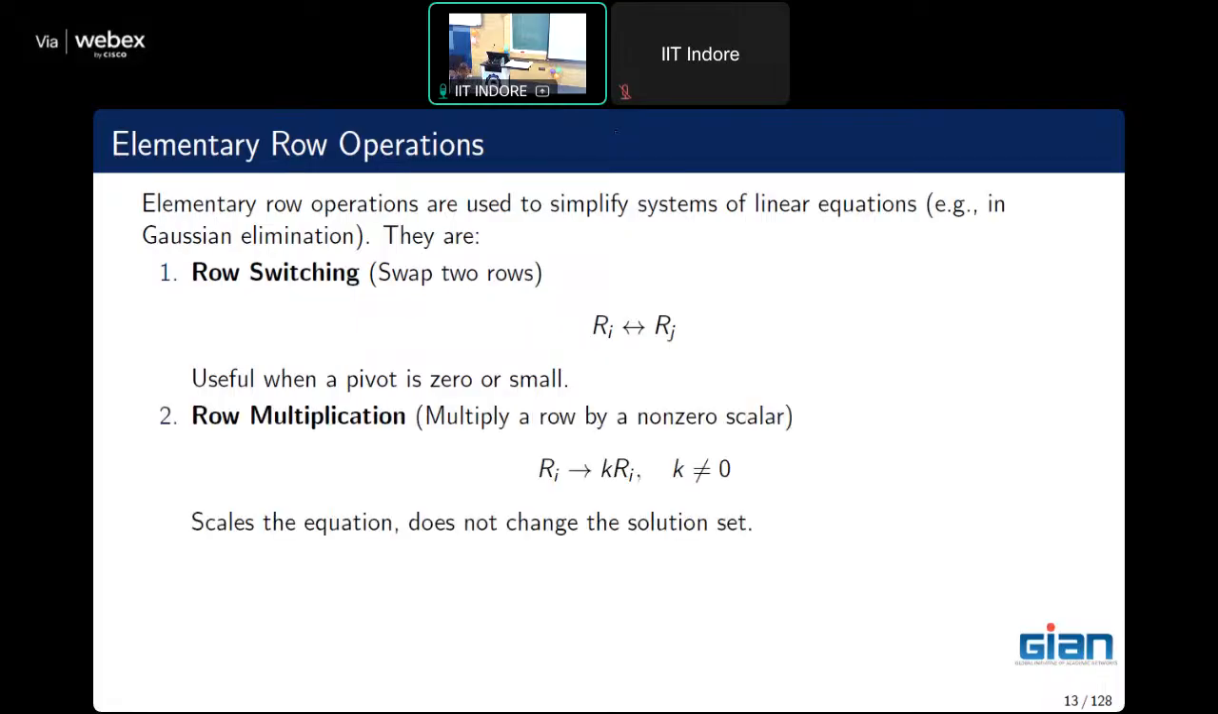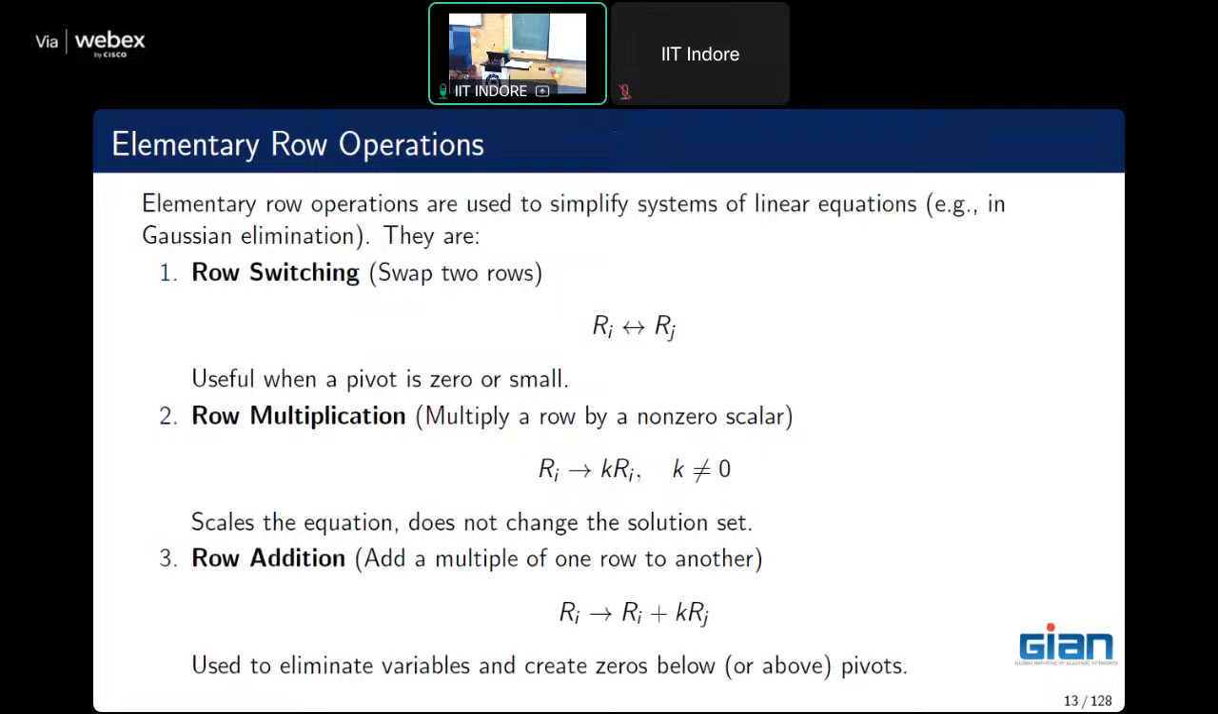The second is row multiplication. You multiply one row by some non-zero scalar. In that case, scaling the equation doesn't change the solution. This is the beauty of elementary operations. And the third is row addition, where you replace row Ri by Ri plus k Rk. So these are the fundamental rules we use in linear algebra.